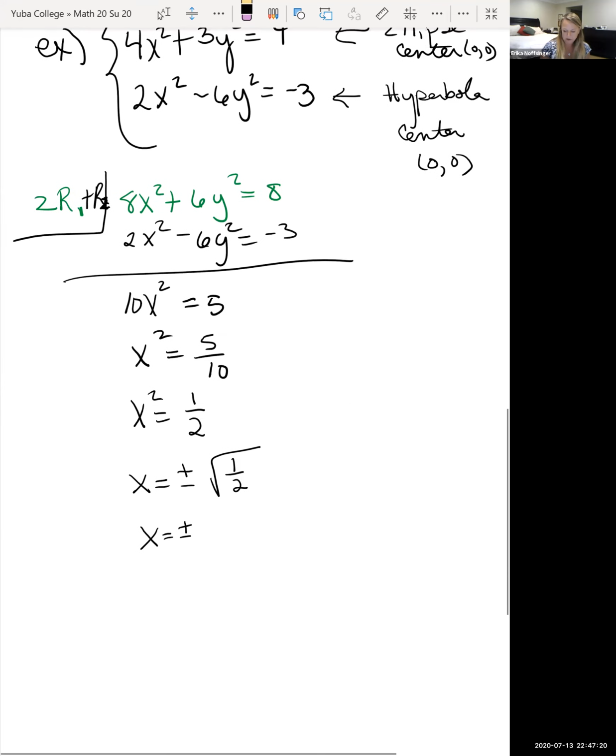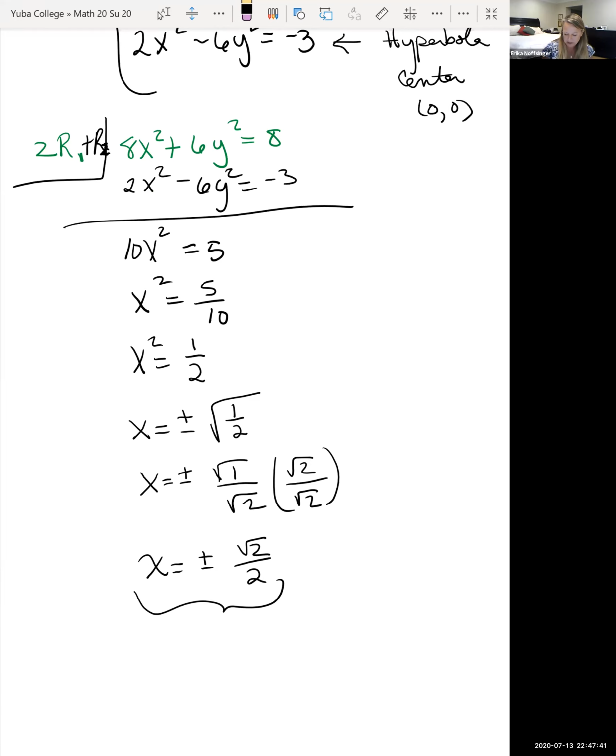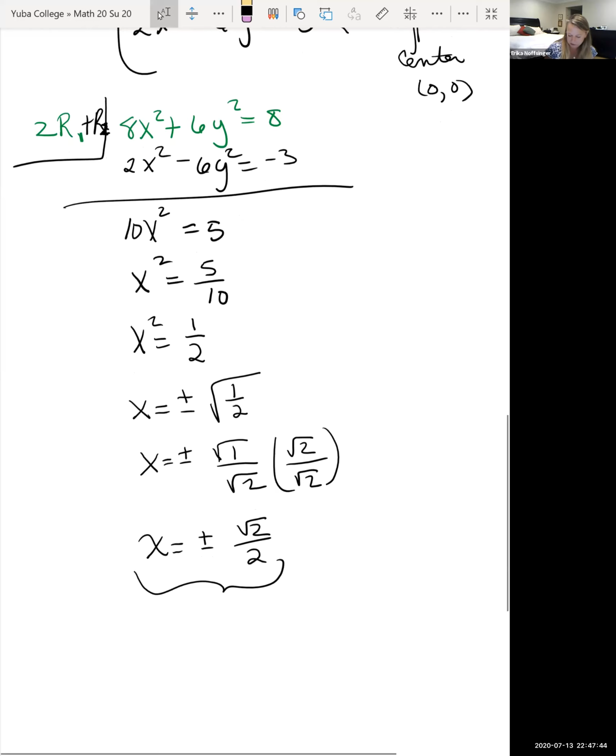We don't like radicals in the denominator. We can rationalize the denominator, because this is really square root of 1 over the square root of 2, by multiplying by a fancy one, square root of 2 over square root of 2. So x is equal to plus or minus root 2 over 2. So we have 2 values, but that's just the x value of the point. So we need to find y.